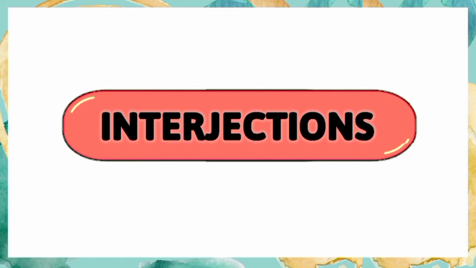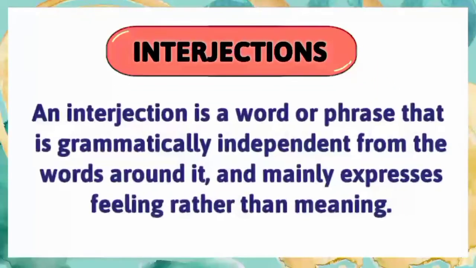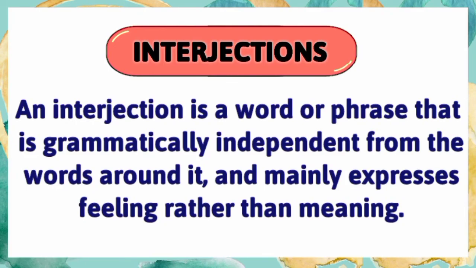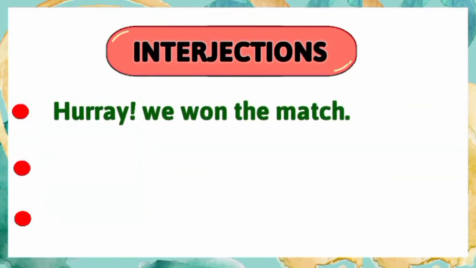Interjections. An interjection is a word or phrase that is grammatically independent from the words around it and mainly expresses a feeling rather than meaning. Now let's see a few sentences. Hooray! We won the match. In this sentence, the word hooray is the interjection.